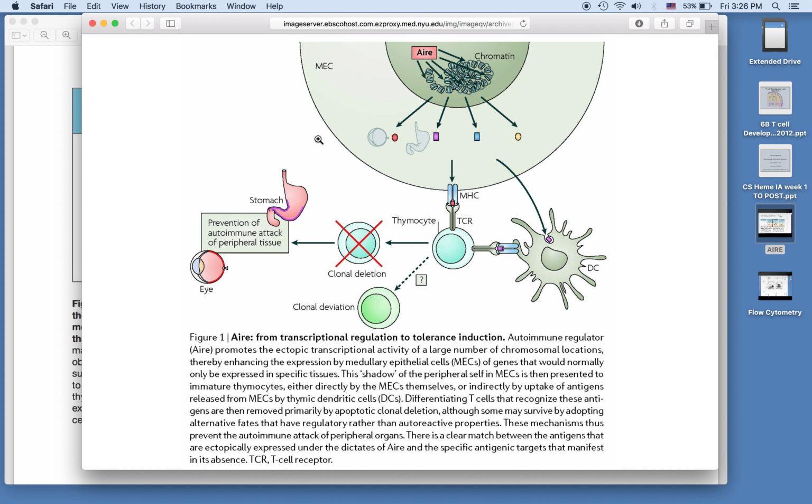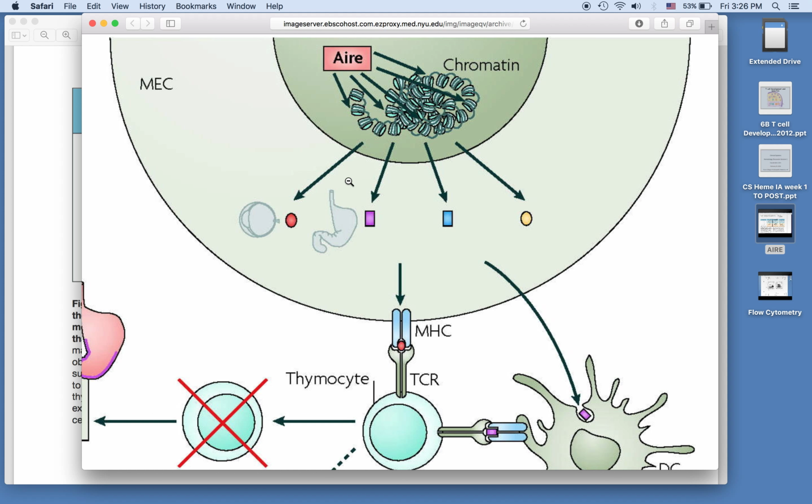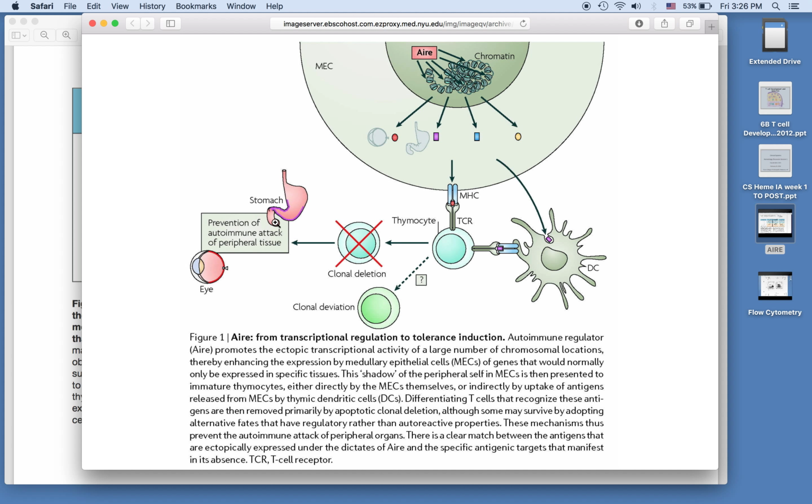And the way we do that is through a transcription factor known as AIRE. So those medullary thymic epithelial cells, also called mTECs, have this special transcription factor called AIRE. And what AIRE does is it opens up the DNA and it allows for the transcription and the translation of these tissue-specific antigens, okay? So those antigens that really only appear in the eye, or those antigens that really only appear in the stomach, we want to make sure that we don't have T cells that react against them. So AIRE allows for the transcription and translation of those specific antigens.